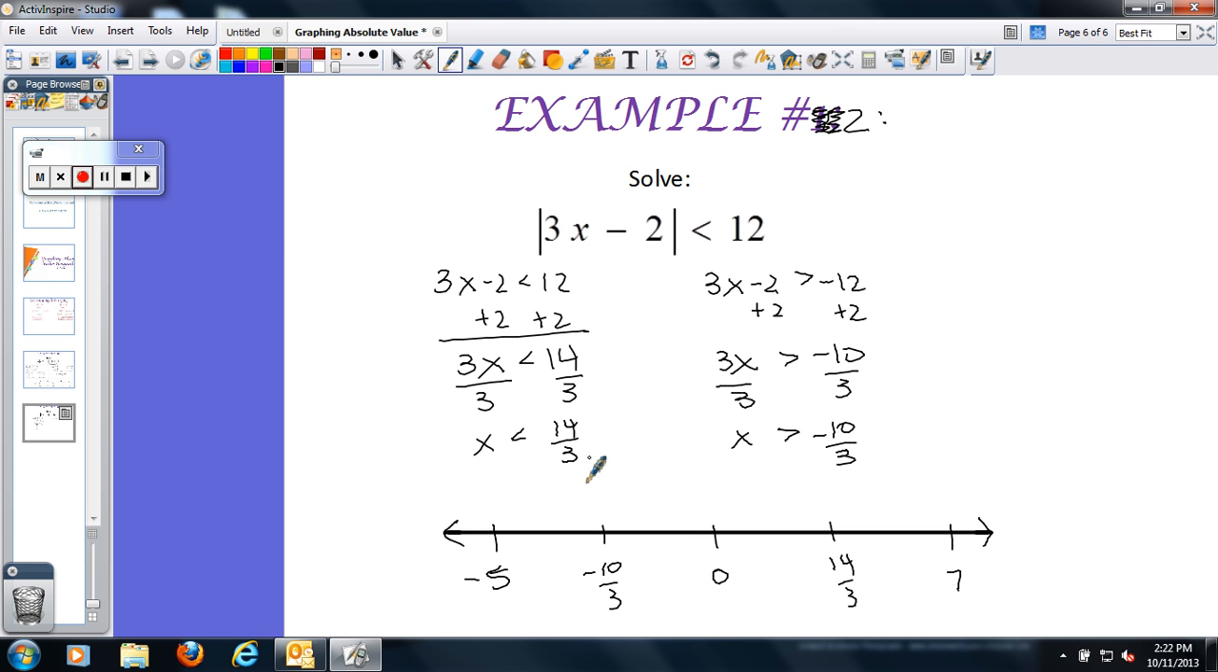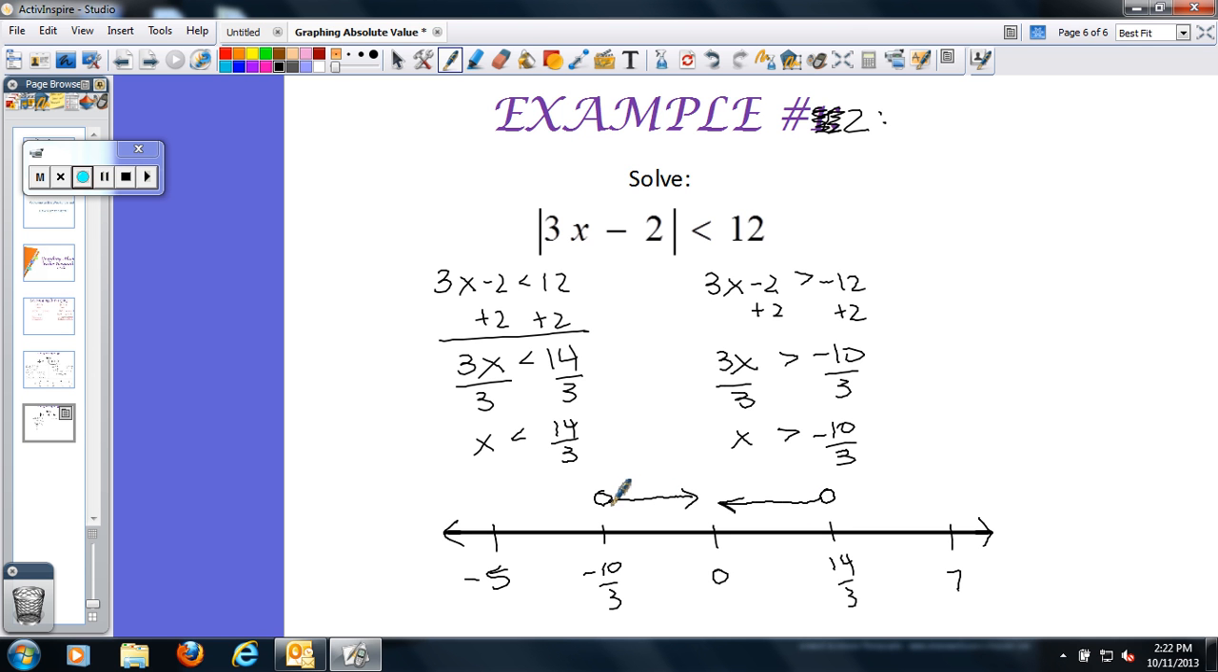Okay, and now if we graph, we're going to start at x is less than 14 over 3. It's not equal to, so it's an open circle. Now it says less than. Well, 7 is greater and 0 is less, so I want to go towards the 0. And on this one, I'm going to put an open circle at negative 10 over 3. It says greater than. Well, negative 5 is less than, and 0 is greater than, so I want to go towards 0.